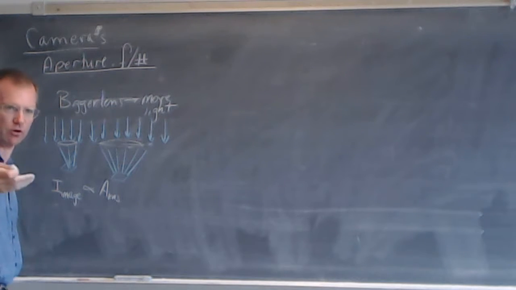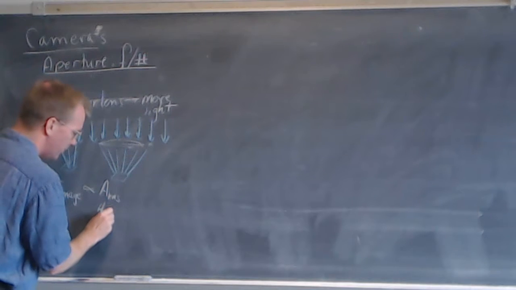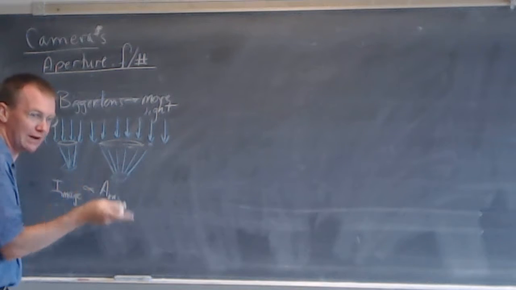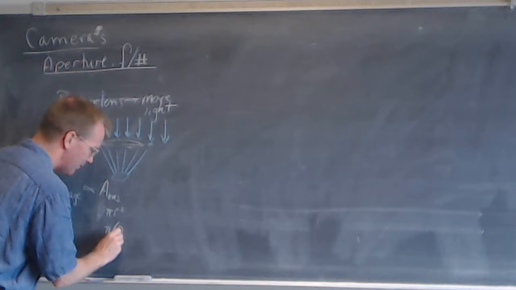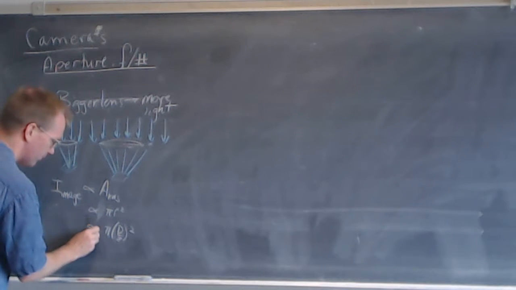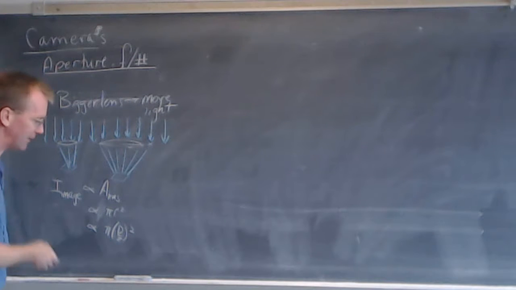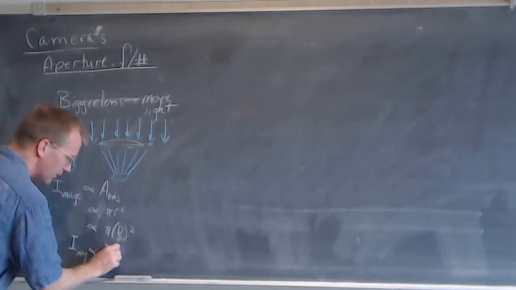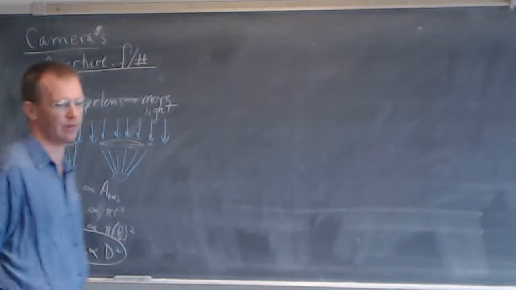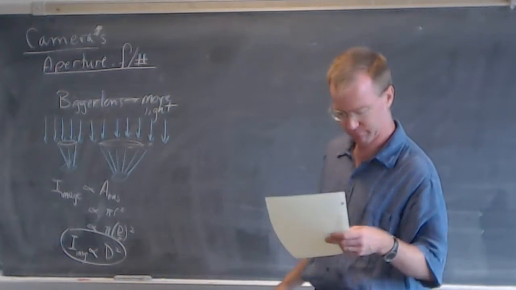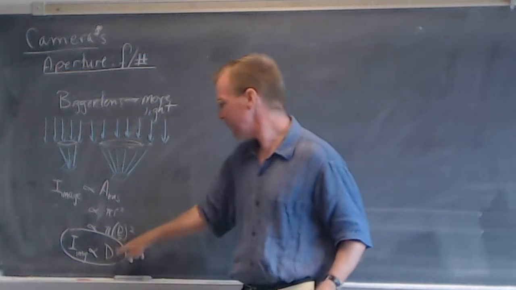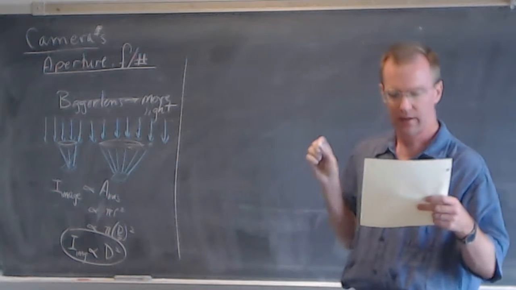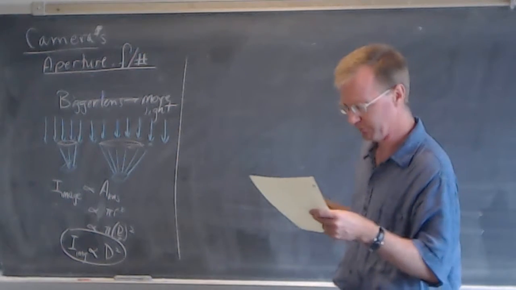Now, the lens area, if it's a circular lens, then that means pi r squared, but the radius is half the diameter, so that's pi diameter over 2 squared. Pi and 2 are just constants, so I can drop them from the proportionality, and the intensity of the image is proportional to the lens diameter squared, because area is proportional to diameter squared. Okay, therefore the bigger the lens, the brighter the image will be. That's one of it. The second thing is, the focal length plays a role as well.